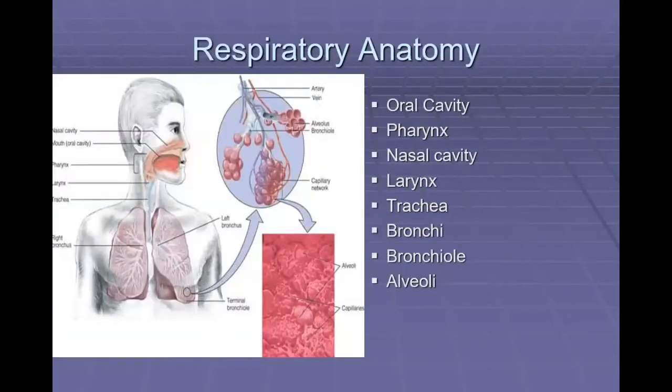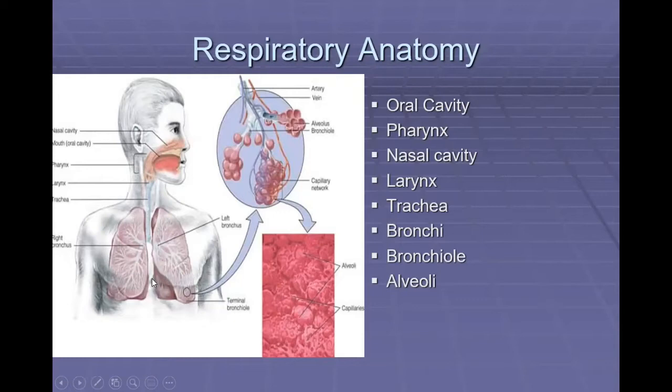So respiratory anatomy, okay? The upper airway is going to consist of the oral cavity, the pharynx, and the nasal cavity. The lower airway is going to consist of the larynx, the trachea, the bronchi, which divide down to the bronchioles, and then eventually down into the alveoli. Remember that the upper airway is split right from the larynx all the way up to the nose, and the lower airway is from the larynx all the way down.